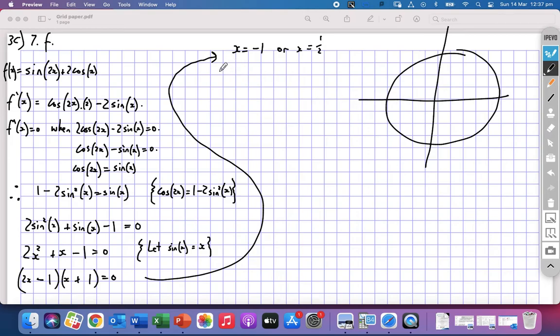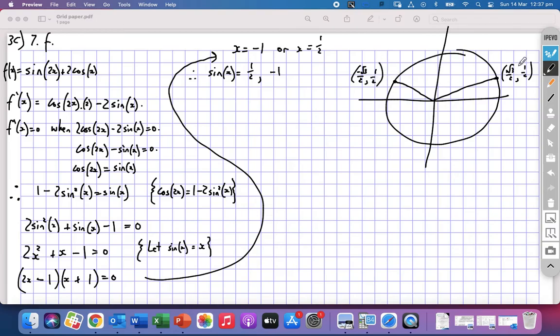Sorry about that terrible circle. Oh, and by the way, I'd be rewriting it. Therefore, sine of x equals a half or minus 1. So I'm thinking, where does sine equal a half? There and there. Root 3 on 2, that's your cos, but your sine's what we're looking for. Here, minus root 3 on 2.